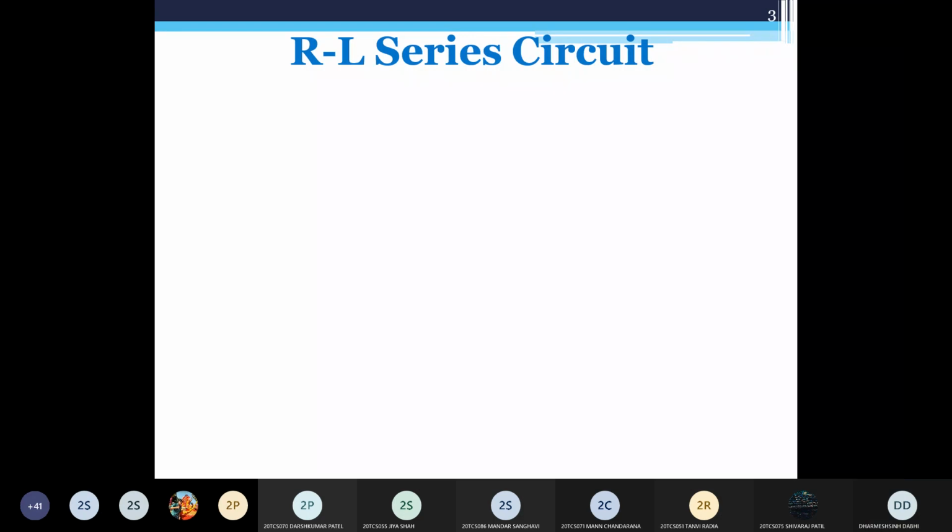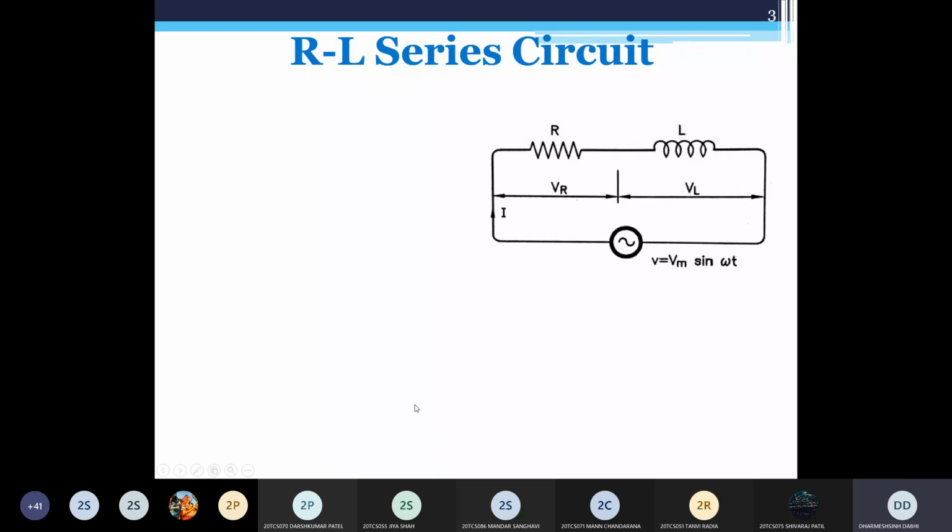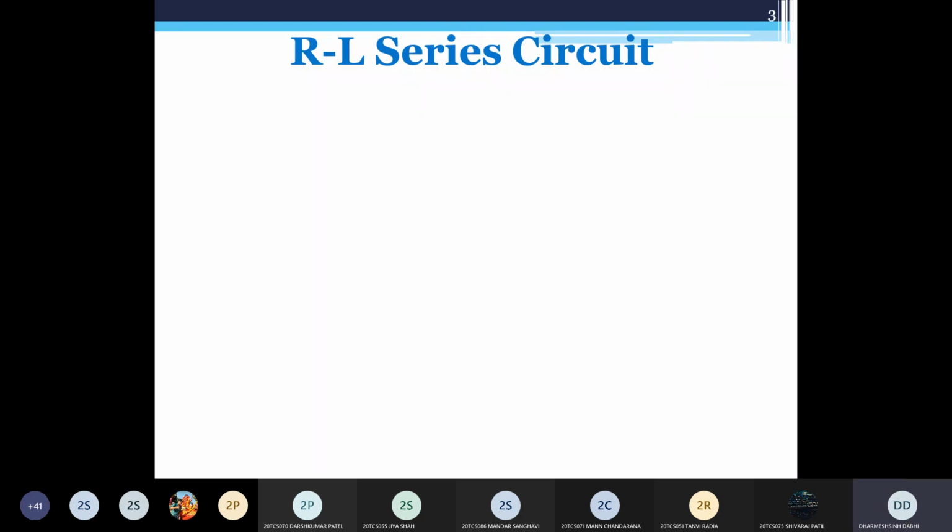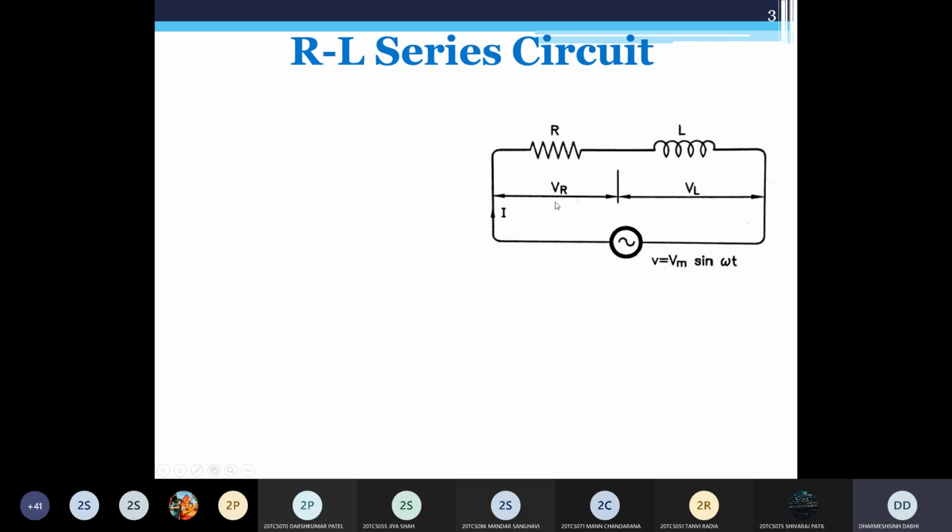So when you provide the AC supply to a series RL circuit, what is the relationship between voltage and current? You can see the diagram of this series RL circuit. You can see the voltage across this resistance, that is VR, and the voltage across this inductance is VL. Here, V is the supply voltage, Vm sin omega t, and the current flowing in this circuit is I. So it is a combination of pure resistive and inductive circuit.